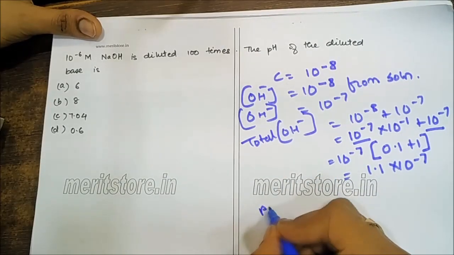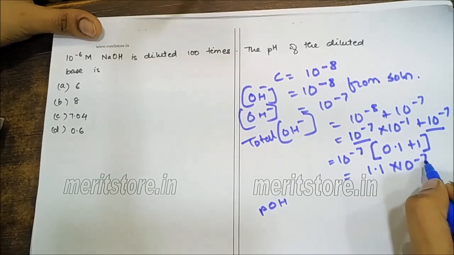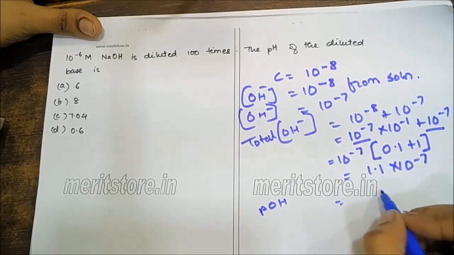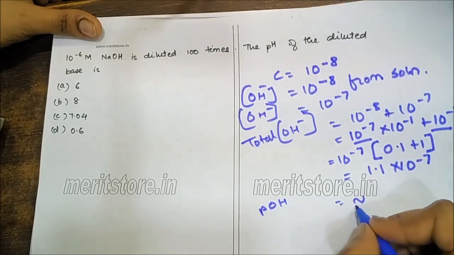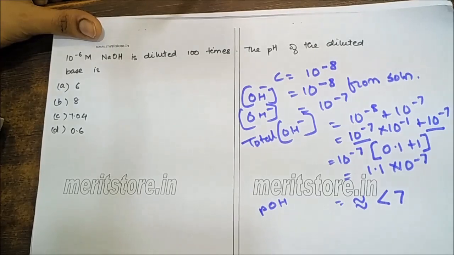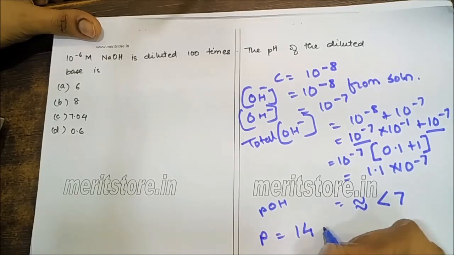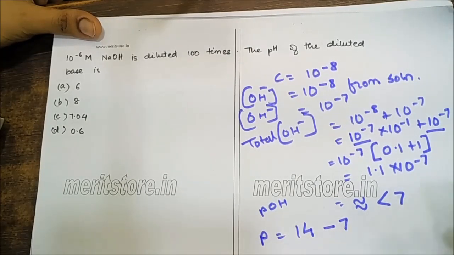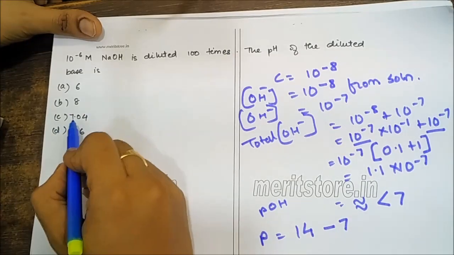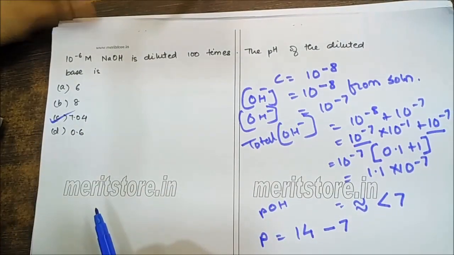If I want to find out pOH, it will be negative log to the base 10. Right. So this minus 7 will come down and become 7, lesser than 7 because of the 1.1. So when we take log, this will be approximately something lesser than 7. Right. And this is pOH. So pH will be 14 minus almost 7 or something lesser than 7. So I will get a value which is close to 7. So my correct answer is 7.04.